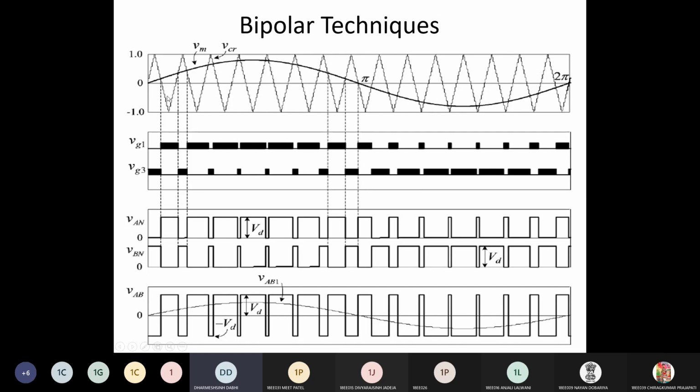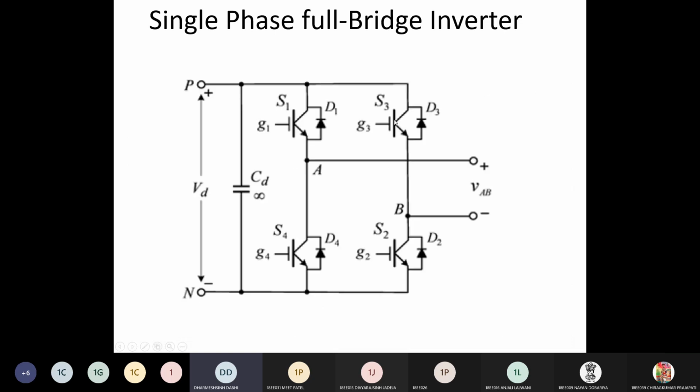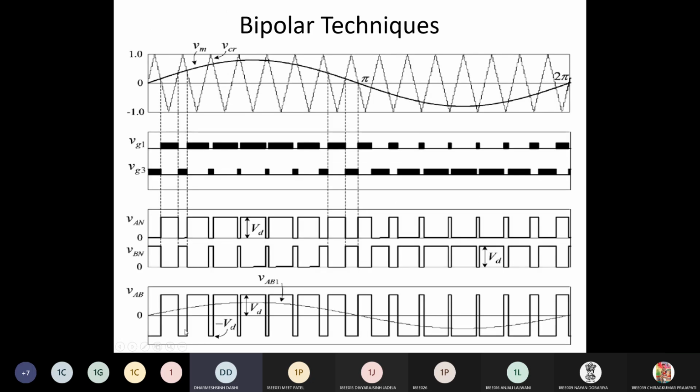Now exactly opposite, when your reference sine wave is less than the triangular wave, at that time generate VG3, exactly the inverse of VG1. You apply that gate pulse to the S3 and S4 switches simultaneously. So at the load side you get the negative voltage. Current flows from positive, S3, B terminal, load, A, S4 and negative. So the load voltage polarity is upper negative, lower positive. It means you get minus VAB. You can see here that when you get VG3, at that time you get minus VAB.